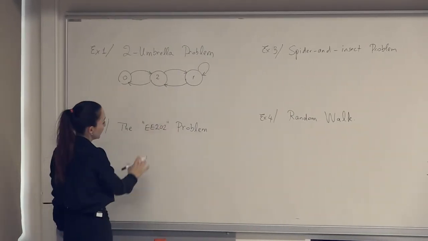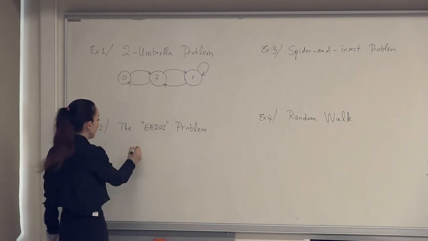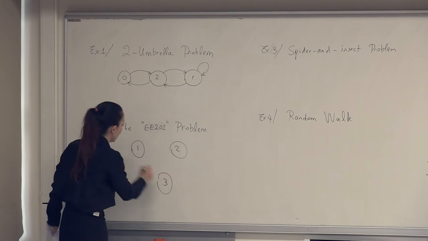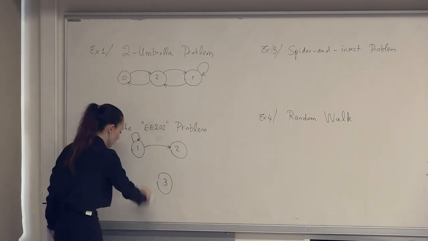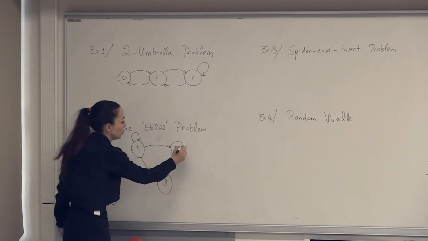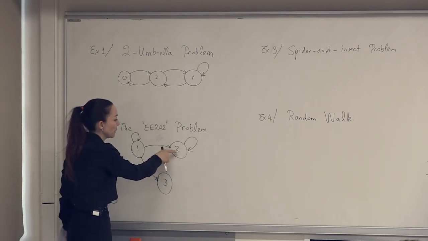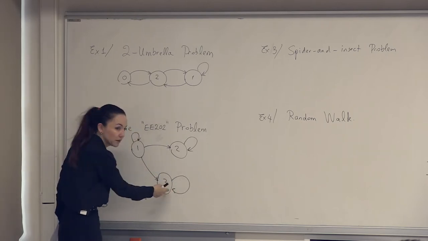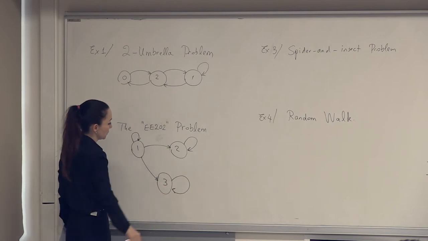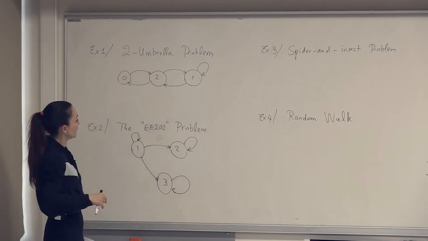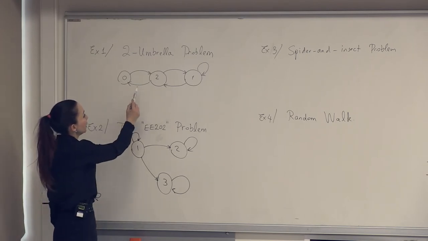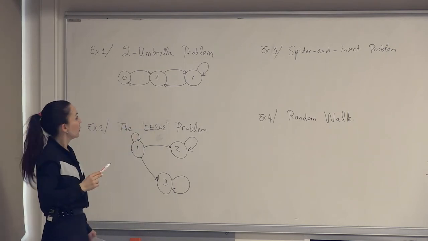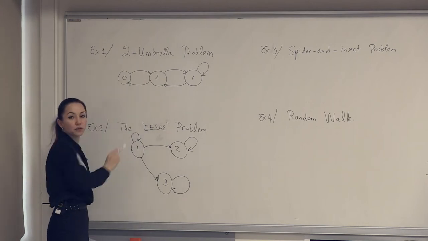Let's take a look at the EE202 problem. How many states did we have? 1, 2, and 3. From 1 I can stay in 1, go to 2, oh, sorry, go to 2 or go to 3. If I'm in 2, I stay in 2. Remember, this was the state of having passed EE202. This is the state of having quit. So if I'm in 3, I will stay in 3. Now, let's see these two chains in terms of these definitions. So in this case, what do you say about whether or not this Markov chain is irreducible?